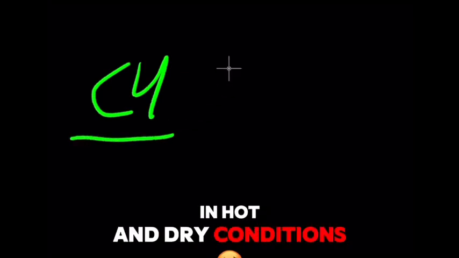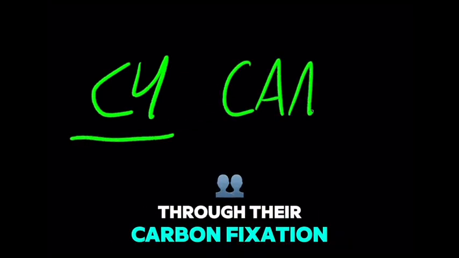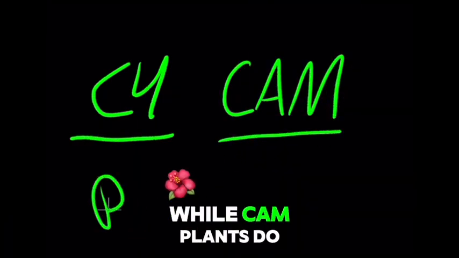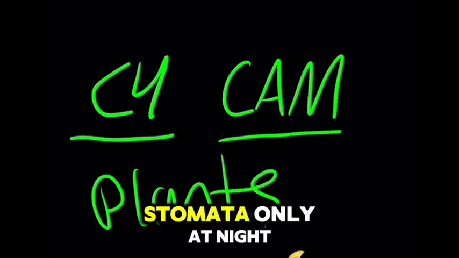Both C4 and CAM plants have evolved to minimize water loss in hot and dry conditions. C4 plants achieve this through their carbon fixation, while CAM plants do so by opening their stomata only at night.